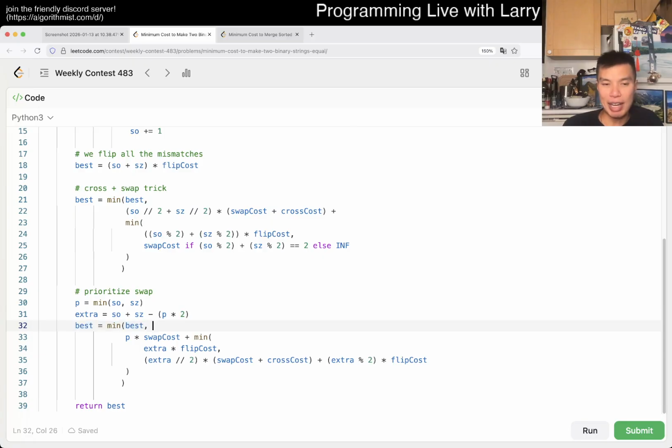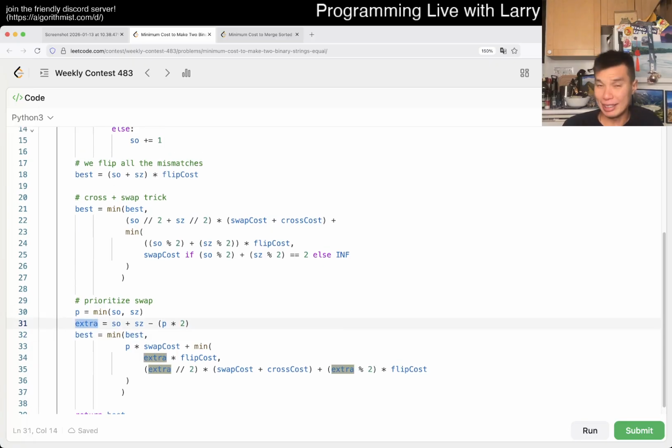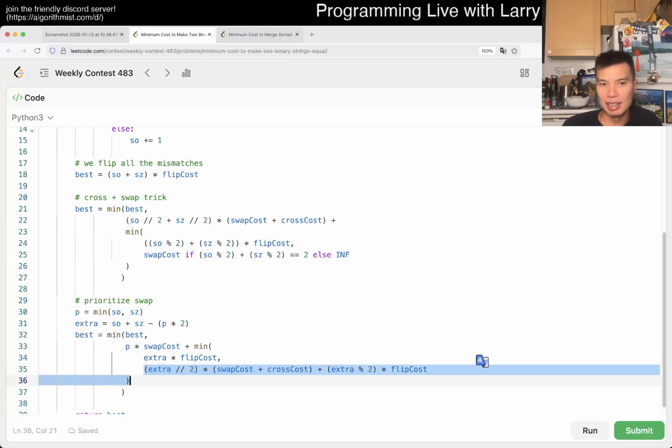Yeah, and then when you have extra, they're all of the same digit, right? So it's either all zeros or all ones, so there's no pure swap. Well, you could do a cross swap, but there's no pure swap. So this is almost like a variation of the first two things that we already did, which is that you could just flip all of them, right? Makes sense.